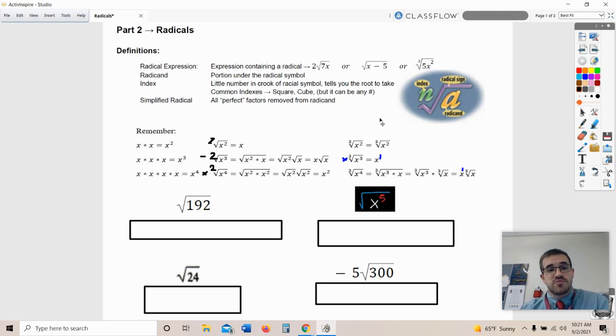So I'm going to go through these problems now, and I want you to pause the video and give them a try when I ask you to. So look at the square root of 192 and think about that perfect square sheet that I have on the Google Drive. What perfect square factors does 192 break into?